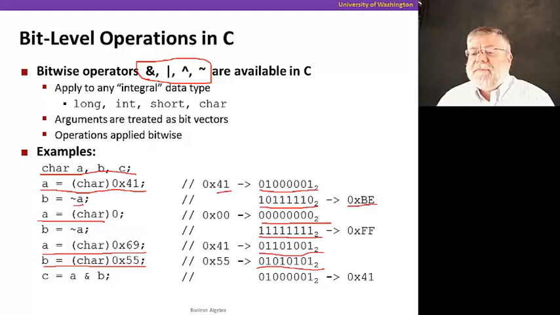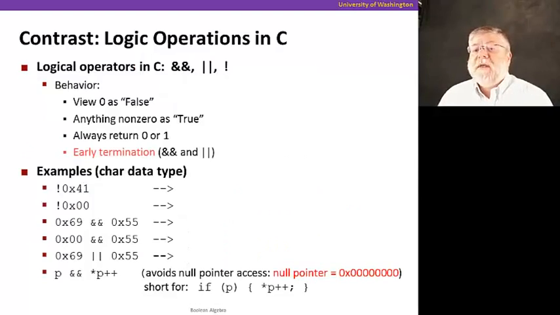And sorry about that error there. This is a 6 and 9. And the bit vector is correct, however. And A and B is just this string of ones and zeros. Again, similar to the example on the previous page, which results in a 41. Okay. So this is how we do bit level operations in C, just using those basic operators.